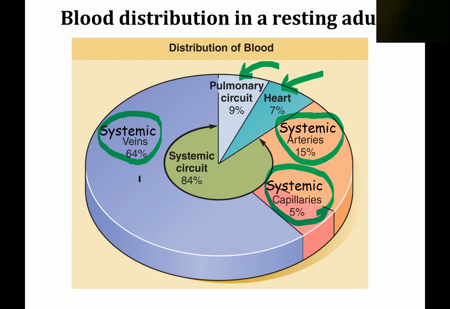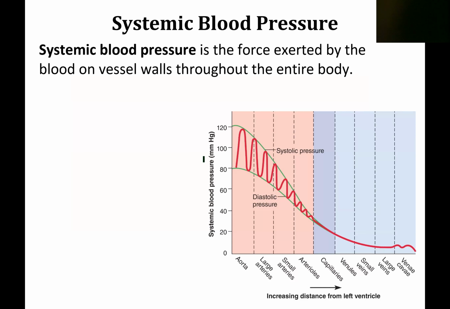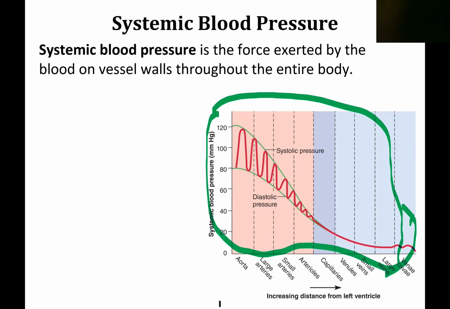All right, now over the years, the biggest category and the smallest category have always stayed the same. These three other ones have kind of wishy-washed and changed over the years. Systemic blood pressure is the force exerted by the blood on the vessel walls throughout the entire body. So all of this graph is systemic blood pressure.